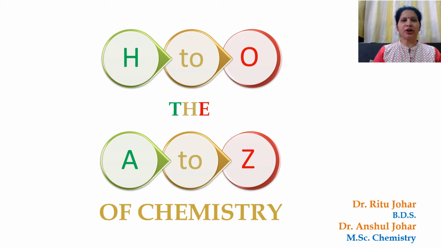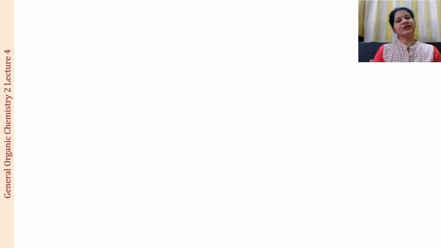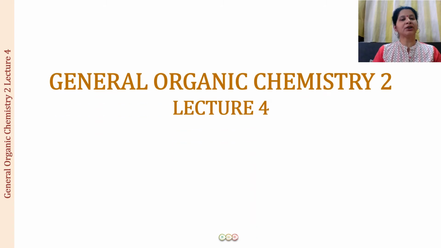I'm Dr. Ritu Johar, your educator for this course on general organic chemistry, and I hope you are enjoying this course with me and learning a lot. So this is general organic chemistry part 2 that we are doing. In part 1, you all know that we have discussed the nomenclature of organic compounds in 17 lectures. That is a very detailed discussion on nomenclature so that you have a thorough understanding of each and every concept of nomenclature. Now in this part 2, we are discussing isomerism.